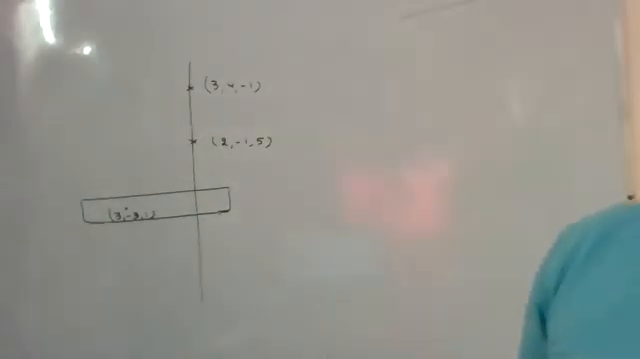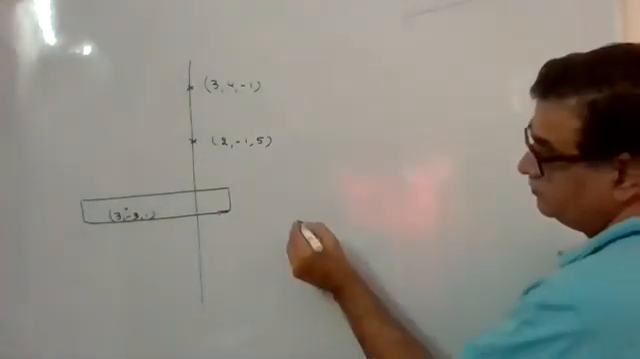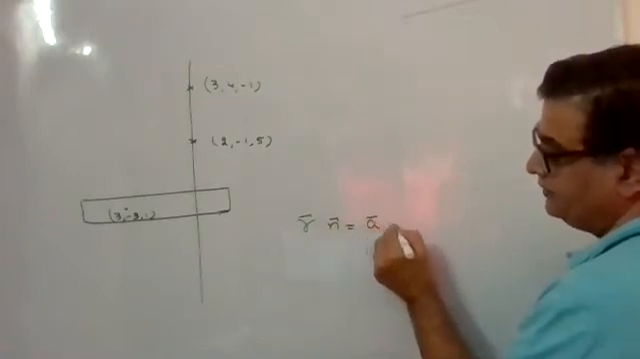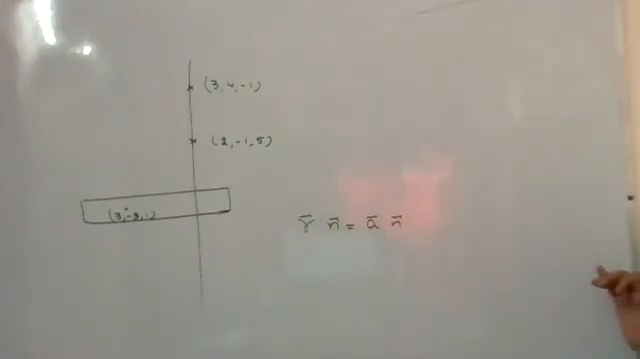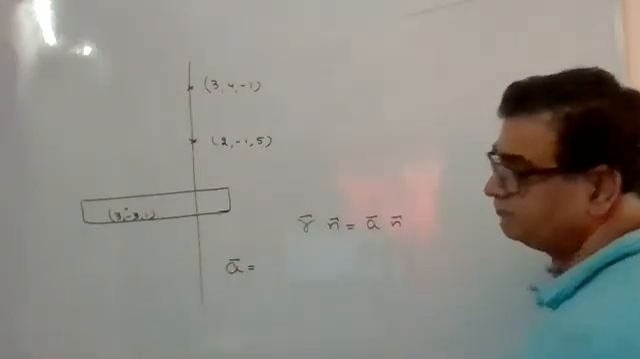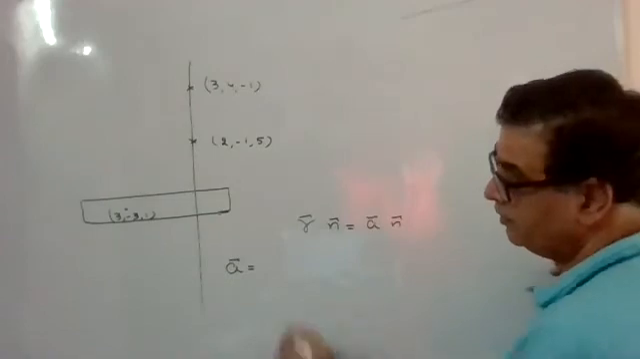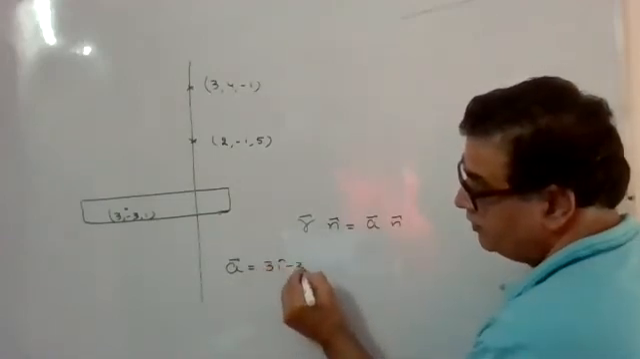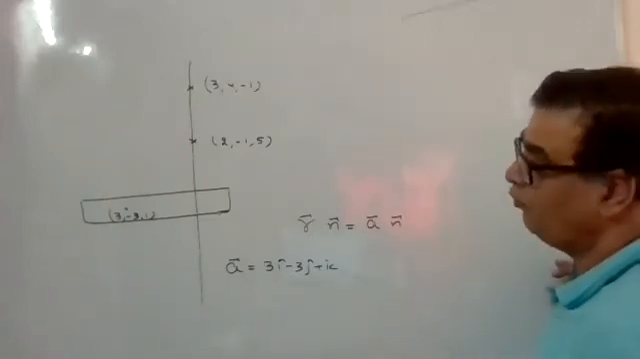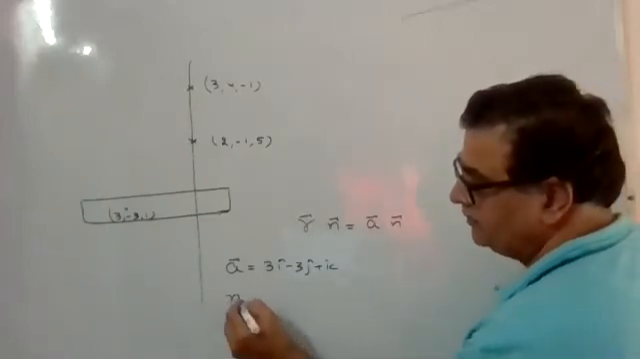Can you find the equation? We have already done the equation: r dot n is A dot n. Can you tell what the A vector should be this time? Yes, please. 3i minus 3j plus k, right? And what about the normal vector? Who will tell?